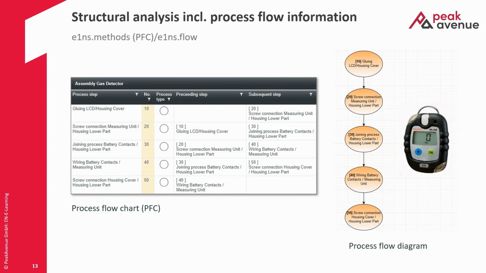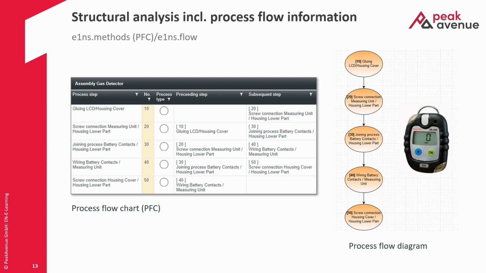There is a second possibility, to perform at least parts of the structural analysis in Peak Avenue e1ns. The modules e1ns flow and e1ns process flow can be used to create process flow charts or diagrams for the process level and the 4M level. These steps do not necessarily have to be arranged linearly, as shown here, but can also run in parallel or nested. More detailed information on the application of the modules e1ns flow and e1ns process flow in the structural analysis can be found in the corresponding lessons on software application.